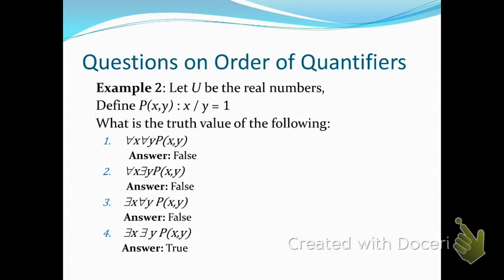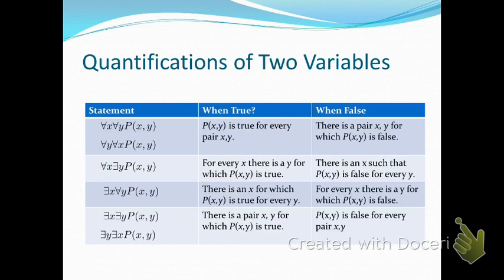So here are the truth values for these statements. This table here will help you to see when a statement will be true or false. When I have both for alls, that means for the statement to be true, any pair XY must work. If there is a pair of XY that doesn't work, the statement is false. I'm not going to go through this whole chart, but you can read through it similarly to see when each of these statements will be true and when it will be false.